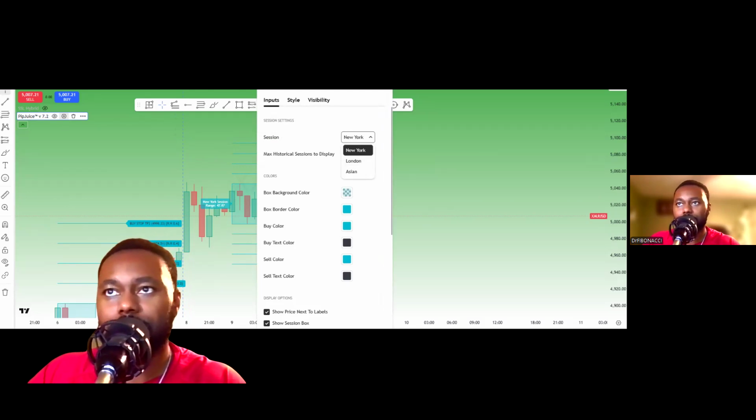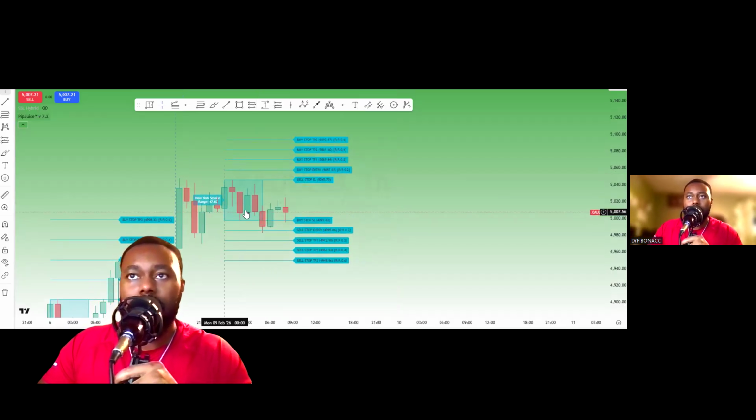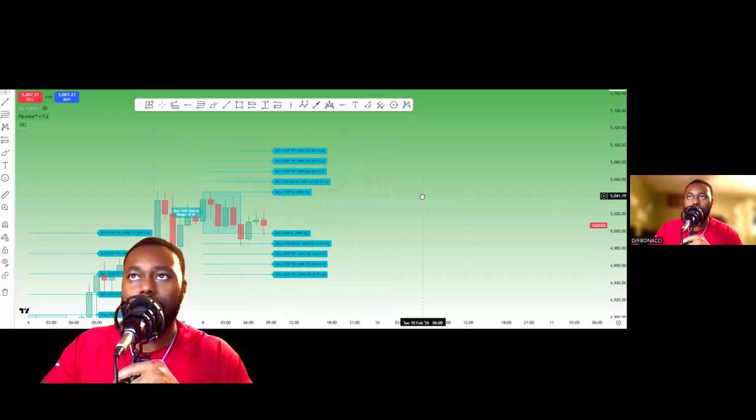We're going to do a quick back test. This happened this morning. The indicator actually boxed up the New York session. And with that being said, typically we get in the market around 9 o'clock, 9:15, looking for a setup either to buy or to sell.